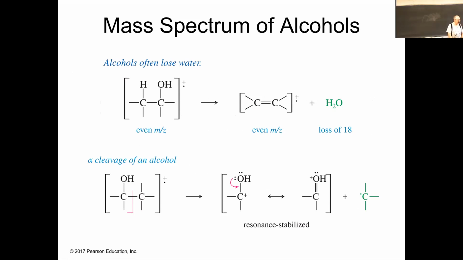If we have an alcohol, one possible fragmentation pathway is loss of water. So if you see a difference of 18 between the molecular ion peak and the next peak, that probably indicates loss of water. You probably have an alcohol. Another common fragmentation pathway is what we call alpha cleavage, where this carbon-carbon bond breaks just right after the CO bond, because again, that gives us this resonance stabilized ion.